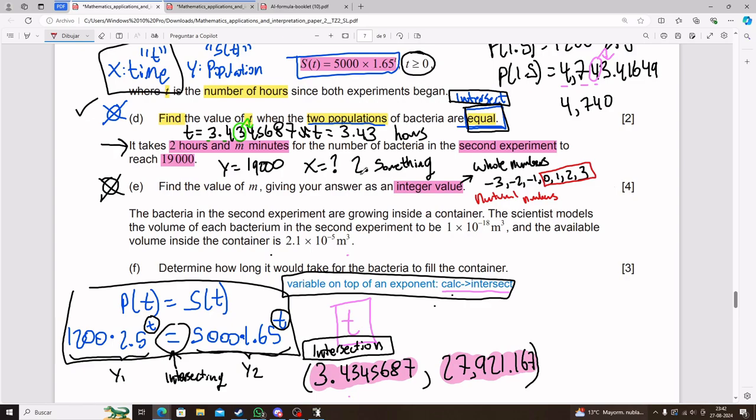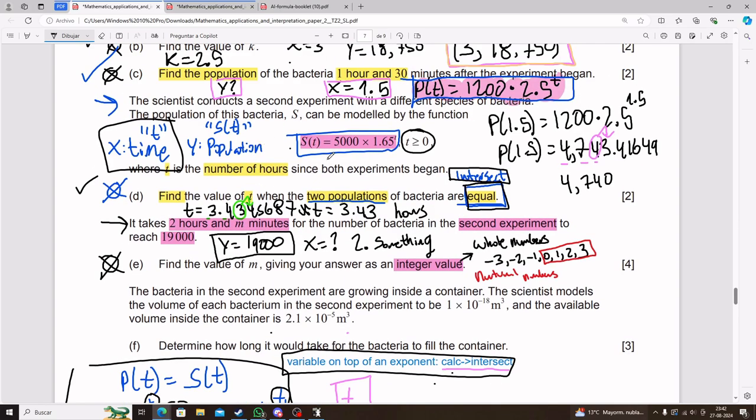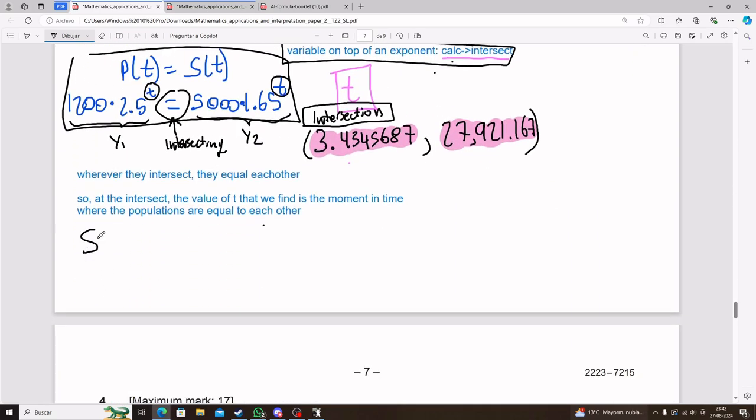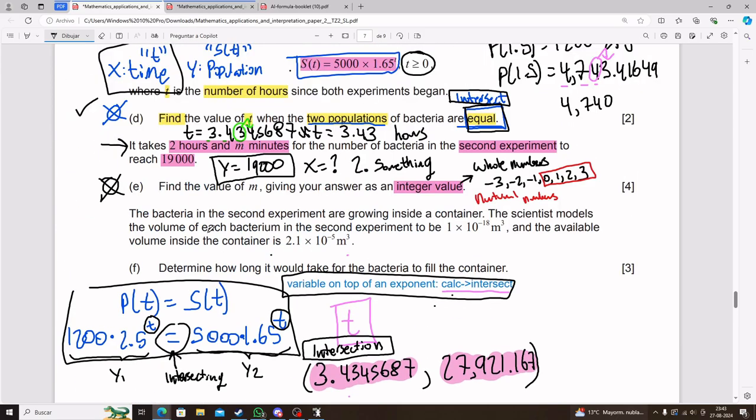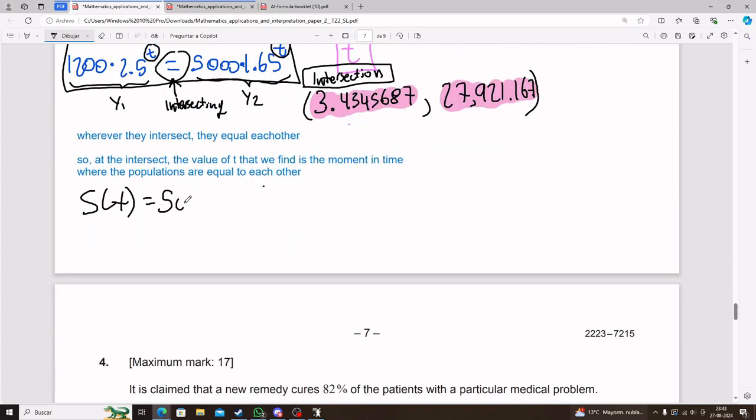So for part E, all I have to start off with is that my population is 19,000. So my second equation, S of t, is right here, right? So S of t equals 5,000 times 1.65 to the power of t. So if they tell me that my population is 19,000, well, what does t have to be? ¿Cierto? So 19,000 equals 5,000 times 1.65 to the power of t.